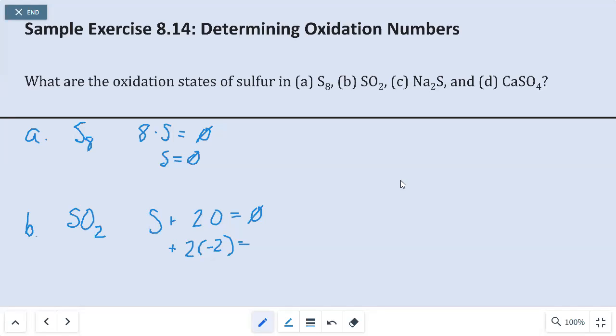From our previous guideline, guideline number 2, we know that oxygen is usually -2. This isn't one of those exceptions. It's not oxygen in its elemental form. It's not a peroxide. So it's -2. So sulfur plus 2 -2s is equal to 0. 2 times -2 is -4. So sulfur has to be a +4. The +4 of sulfur cancels out the -2s of the oxygen.